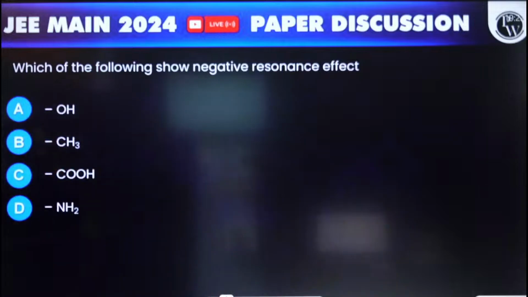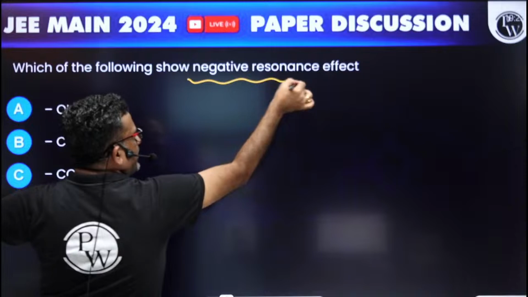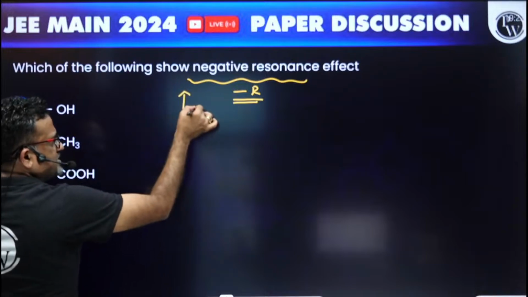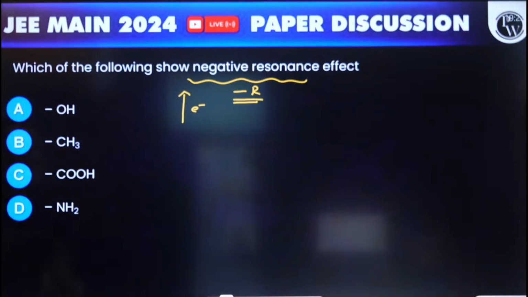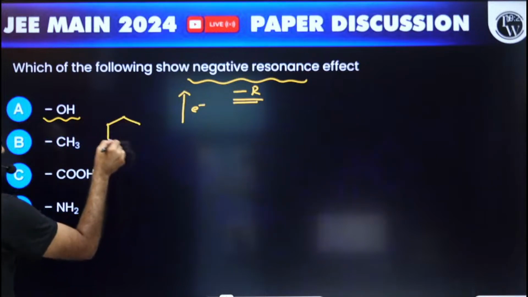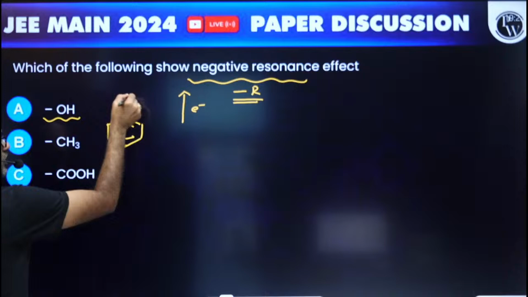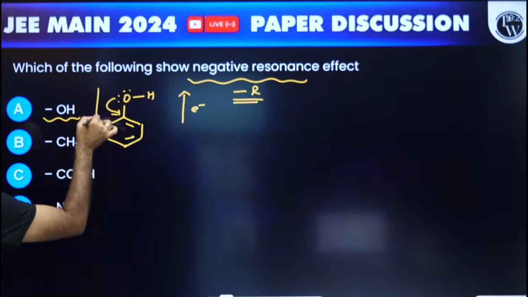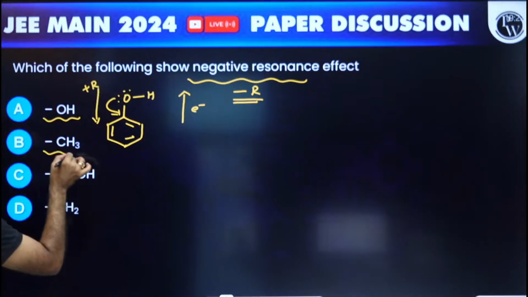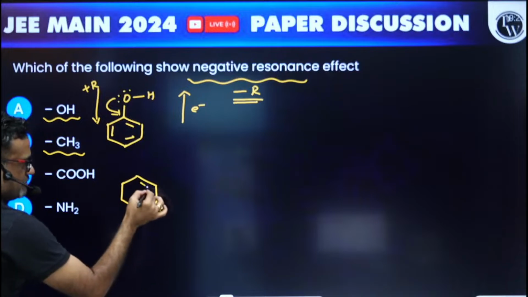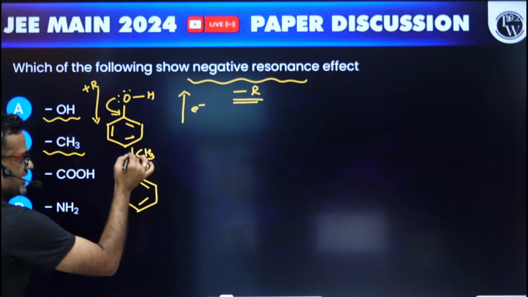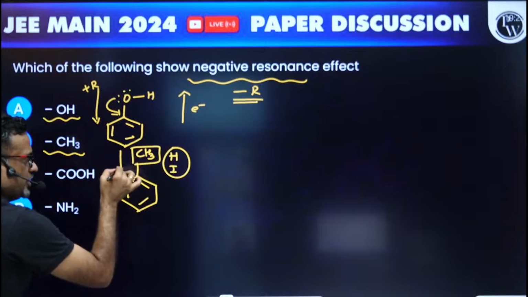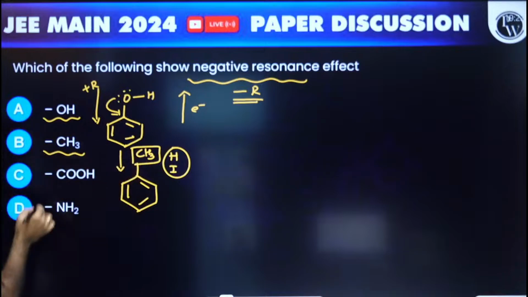Next, which of the following shows a negative resonance effect? What do you mean by negative resonance effect or negative mesomeric effect? Ability to withdraw the electron towards itself through a conjugated system. See, if you attach benzene, this is what we generally check. If we attach benzene with oxygen, there is a conjugation and this is moving towards benzene. Towards benzene is what? Plus R. What about CH3? CH3 may not have resonance effect, but definitely it has hyperconjugation effect and inductive effect. As both of them, it is going to lose the electron towards benzene, right? What about COOH?